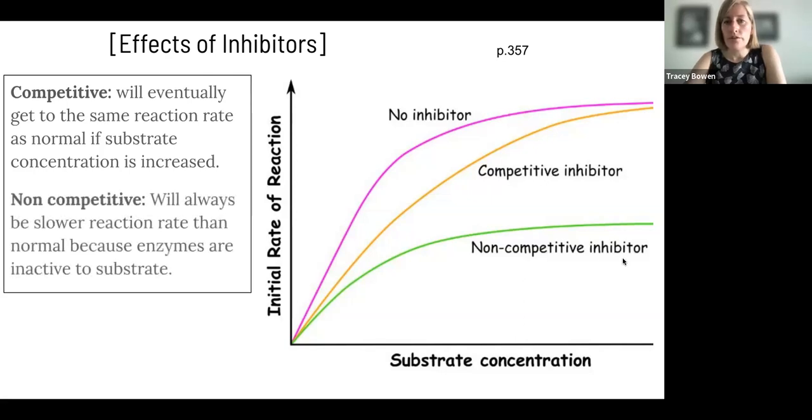This is not true of non-competitive inhibition, because no matter how much substrate we add, the inhibitor has still bound onto the allosteric site. It doesn't matter if the substrate is colliding with the active site, because the active site has changed its shape so that the substrate can no longer bind with it.